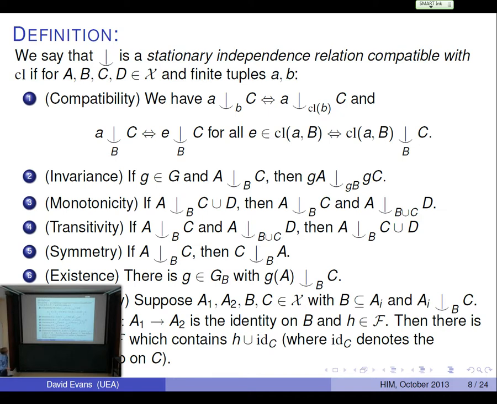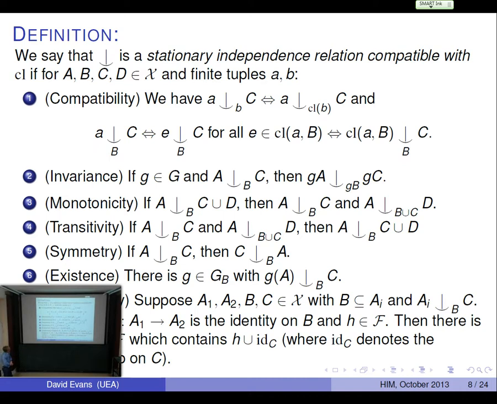Skip 3 and 4 for now, and look at 5. This is also seemingly quite reasonable. If A is independent from C over B, then C should be independent from A over B. That's the sort of thing you might expect from independence. And then there are things 6 and 7 which say that the group can move things around so that they're independent, or if they're independent, then they look very much the same.